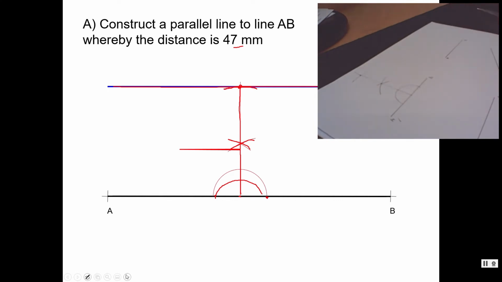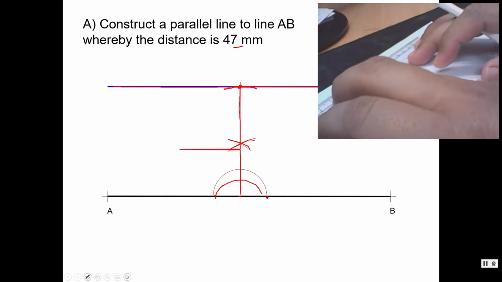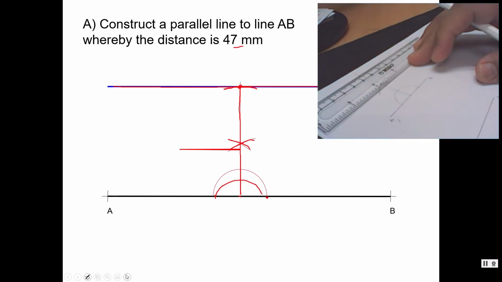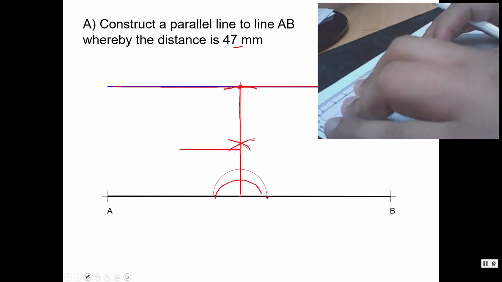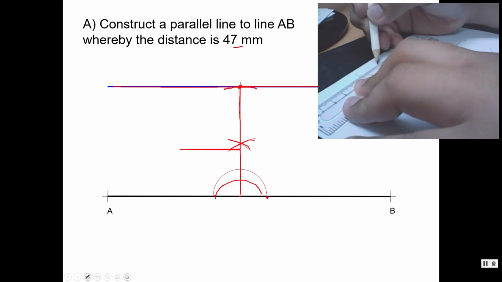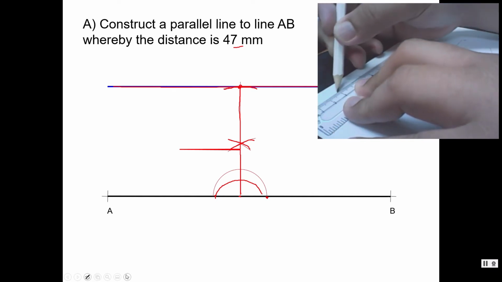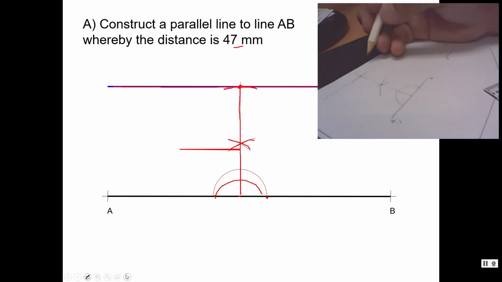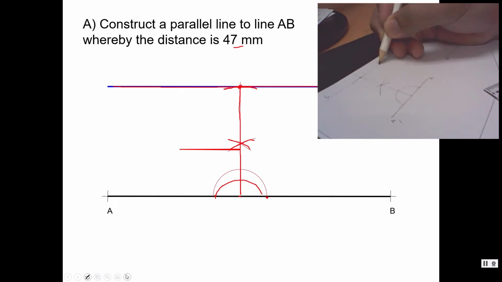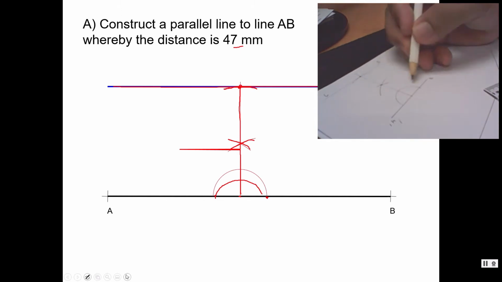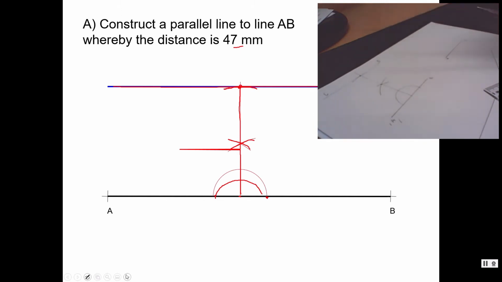So what we need to do now is to just draw that straight line from here. It's more convenient if you use a T-square, so that you're going to get a very nice straight line like this one. Okay, so now we already have the line. I'm just going to call it the CD line, which is parallel to the AB line with the distance of 47 mm. So this is for the activity 1.